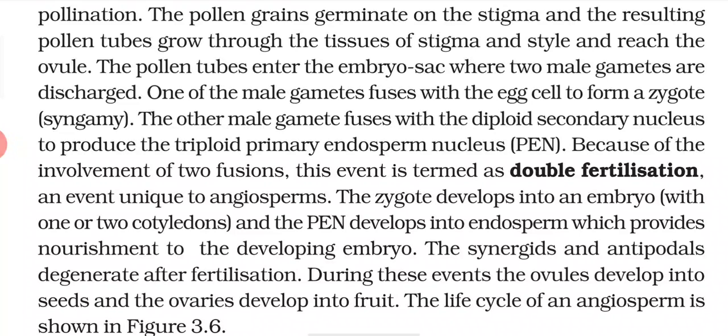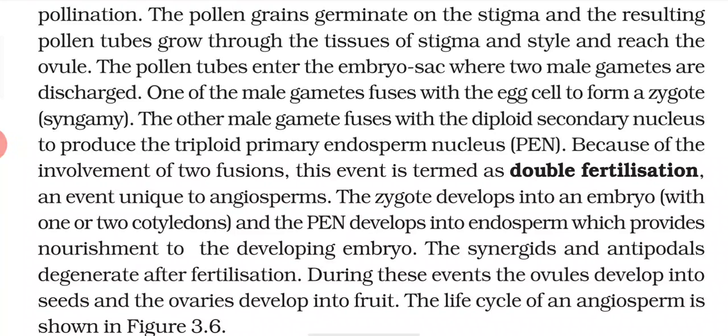Now, one of the male gametes will fuse with the egg cell and form the zygote, which we call syngamy, and the other male gamete fuses with the diploid secondary nucleus present at the center to produce a triploid primary endosperm nucleus, which we call the PEN. Because of the involvement of two fusions, this event is termed double fertilization. One fertilization is with the egg cell and the second with the diploid secondary nucleus. That is why we call it double fertilization, and it is unique in angiosperms.